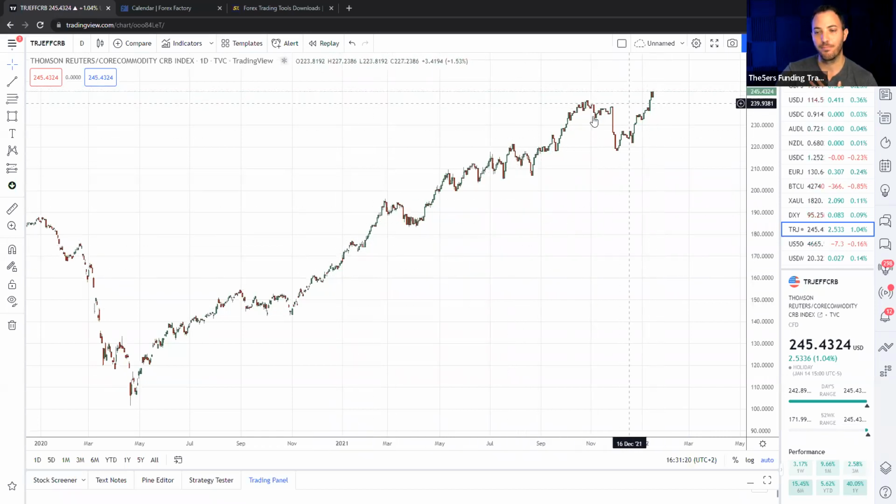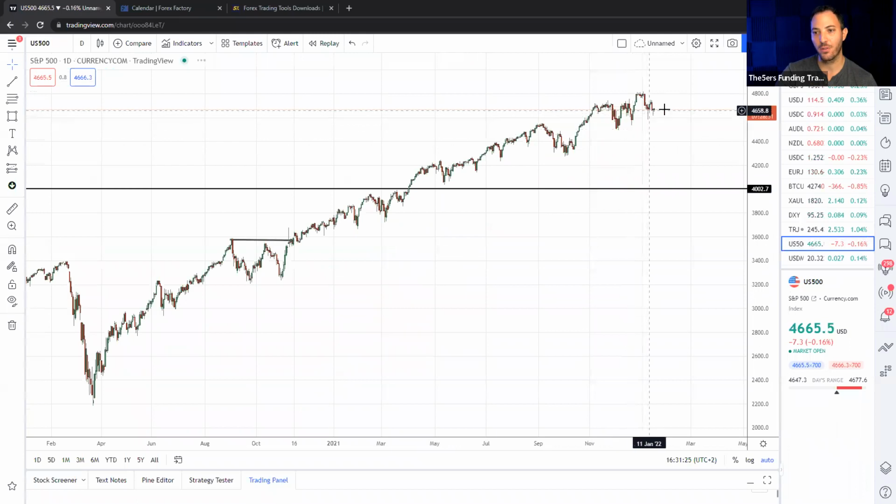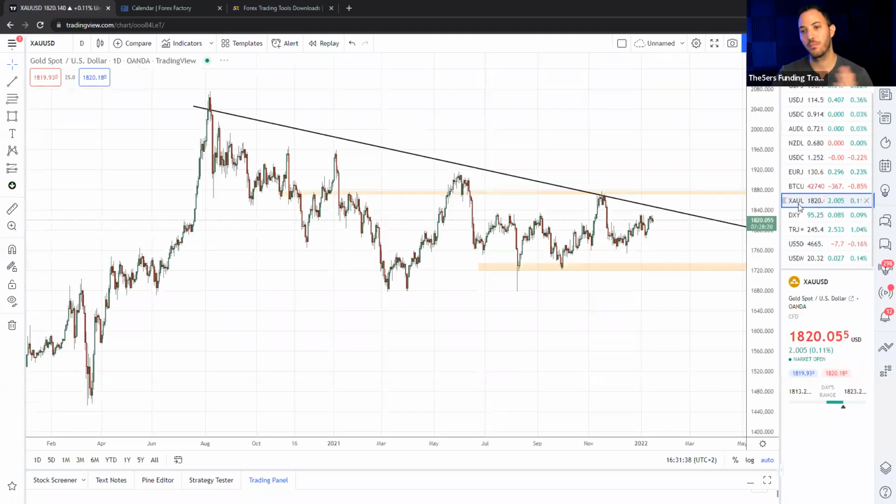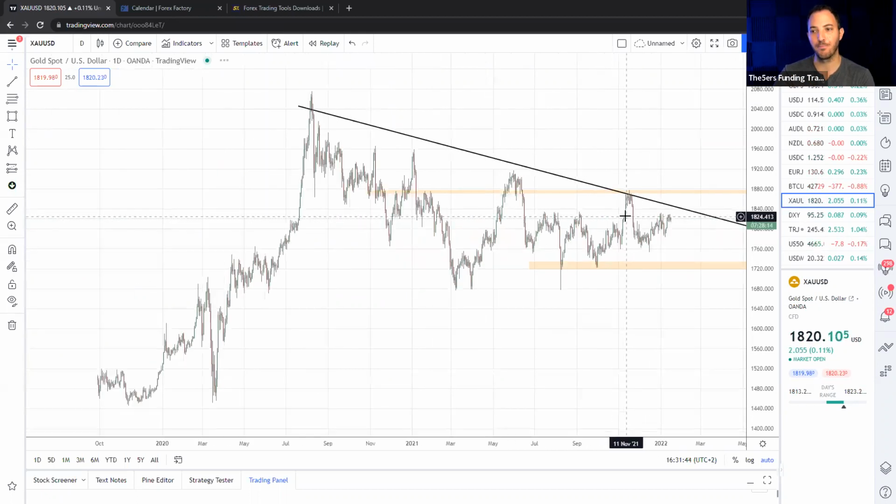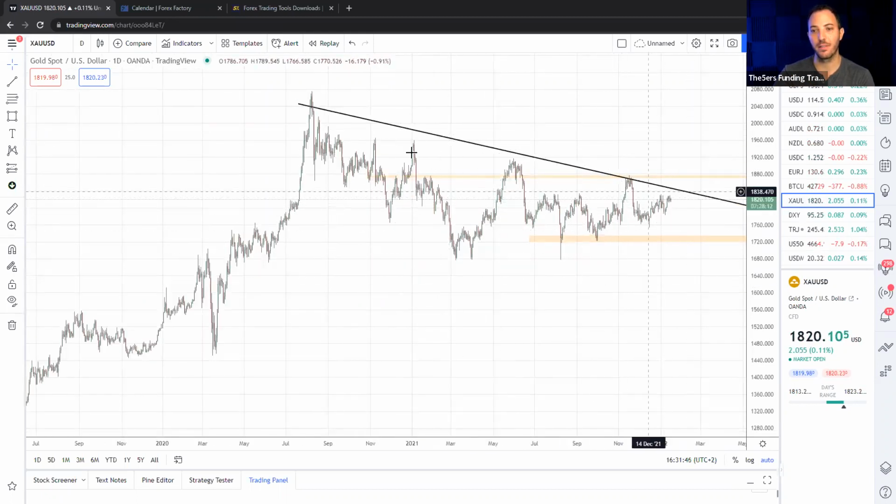So as inflation starts to kick in, and once we see a correction, even a pullback, it doesn't have to be a crisis or a crash, but a little pullback on the US stocks, I think money will flow into the gold market and silver market, and we will see a breakout of this structure.